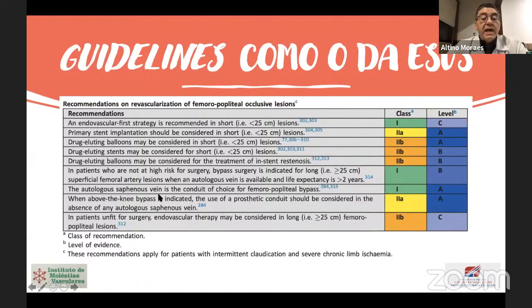Veia safena autóloga, ela é o conduito que podemos elegir para o bypass femoropoplíteo. Quando o bypass abaixo da rodilha é indicado o uso de conduito protético, deveria ser considerado na ausência do substituto autólogo. Tá? Em pacientes que não são ideais para a cirurgia, a terapia endovascular deveria ser considerada em lesões longas, em lesões femoropoplíteas.